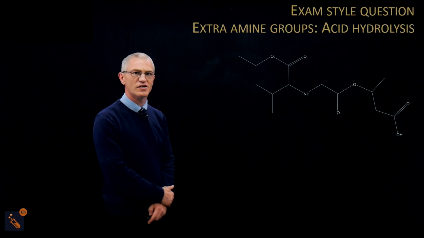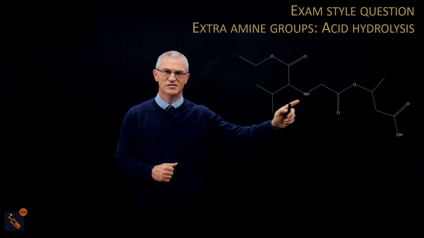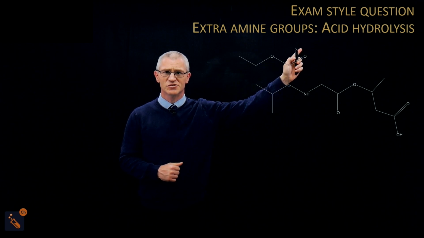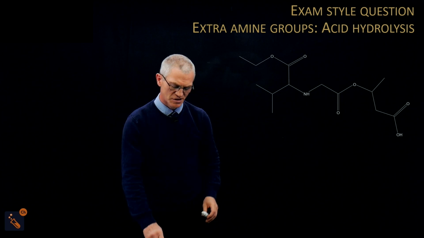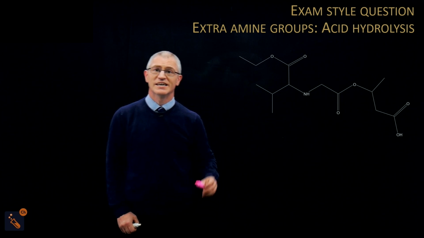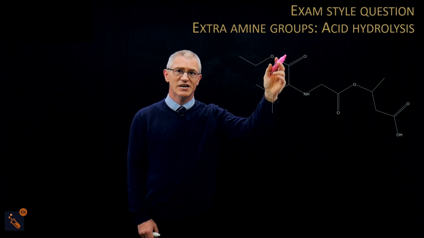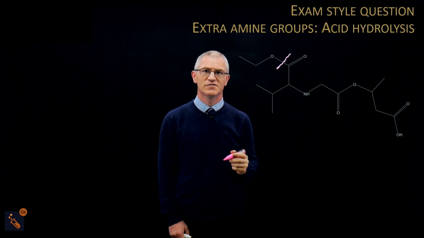So we have an exam style question here where we have an extra amine group. And this is this amine group right here. And we're going to do acid hydrolysis. So we're going to hydrolyze this with acid. The first step we have to do is look at where the esters are. So if we're looking at the esters, that's where we're going to get our hydrolysis. So our ester, first one, is going to go here. There's the first bond we're going to break.